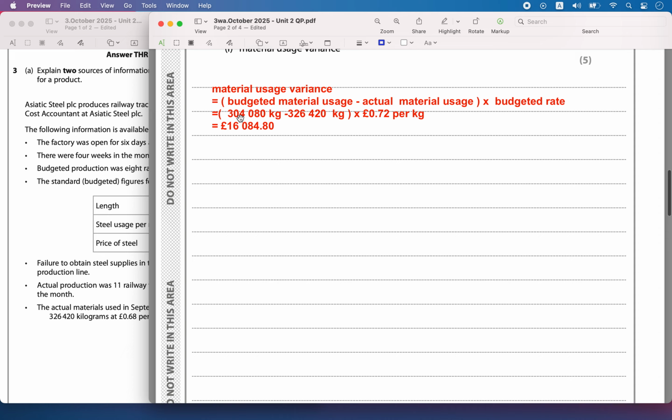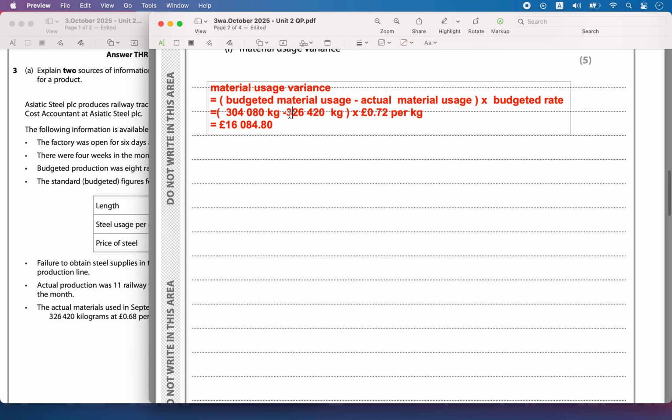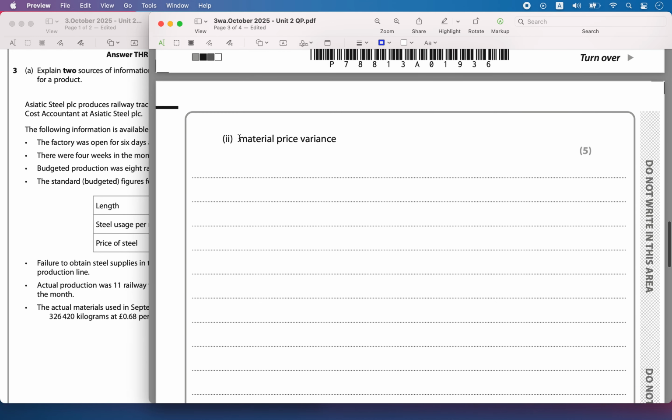Okay, this is the material usage variance that has happened in the difference. We can see the budgeted material was much more, but actual material was 326,420, which has increased. So this is an adverse variance, because you have increased from the budgeted. The actual usage has become greater than the budgeted, so you name it as adverse.